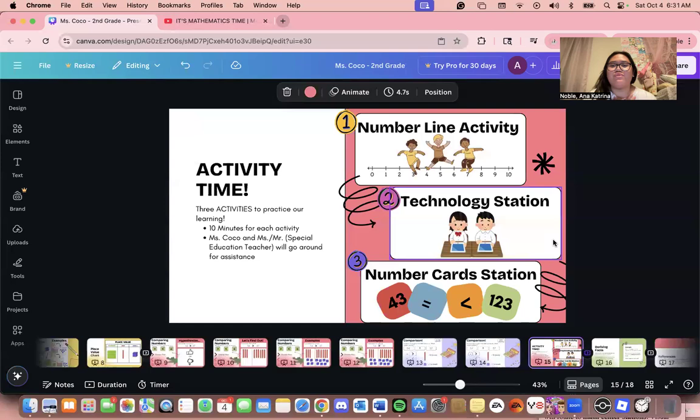Most likely, I will have them do number card station first. If they need the number line activity, they can also do that. I will have them do technology station last, but it's up to the student's preference as well. The special education teacher will be handling the students with an IEP, and they will also be doing activities on the side. We're giving them ample time to do that, and we will go around providing assistance.